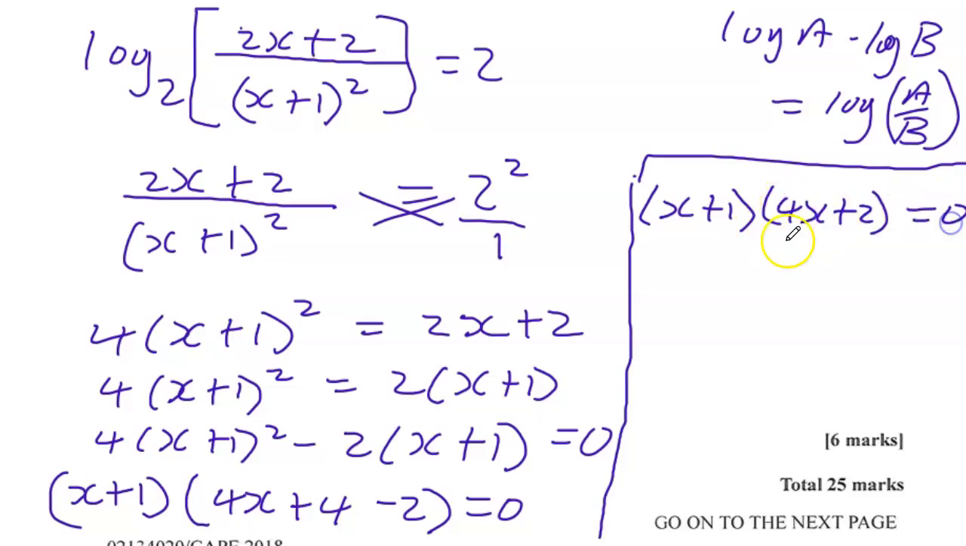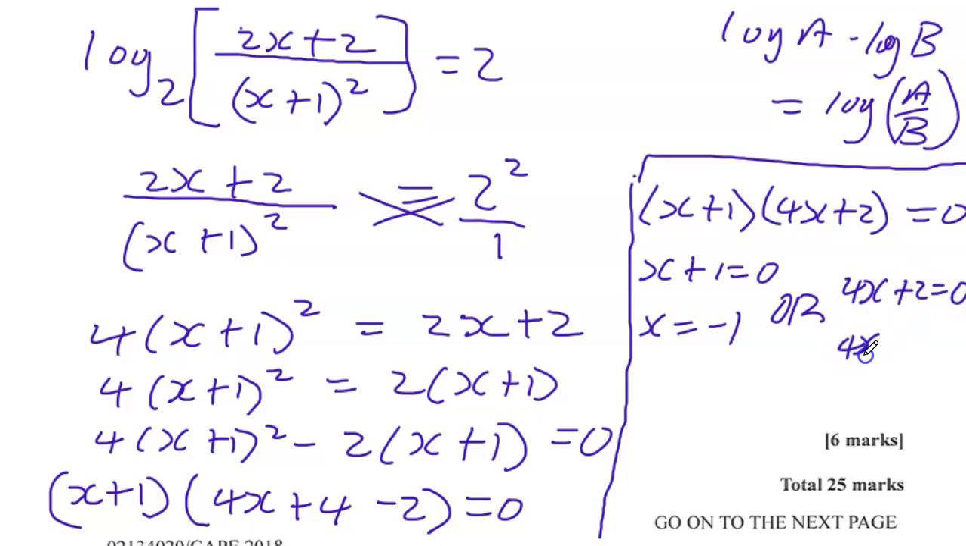And of course, we saw we can equate both brackets to 0. So x plus 1 equal to 0, which means x equal to minus 1. Or 4x plus 2 is equal to 0, which means 4x equal to minus 2, which means x equal to minus 2 upon 4, which is minus half. So the solution is minus 1 and minus half.